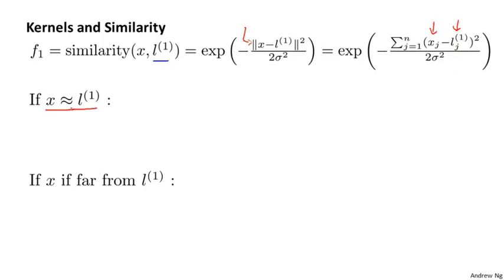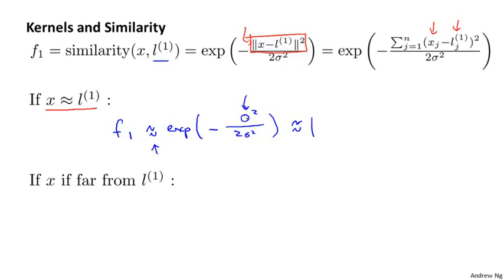Suppose x is close to one of the landmarks. Then this Euclidean distance formula in the numerator will be close to 0, right? So the squared distance between x and L will be close to 0. And so f1, this feature, will be approximately e to the minus 0 squared over 2 sigma squared. So e to the minus 0 is going to be close to 1. I put the approximation symbol here because the distance may not be exactly 0, but if x is close to the landmark, this term will be close to 0, and so f1 will be close to 1.